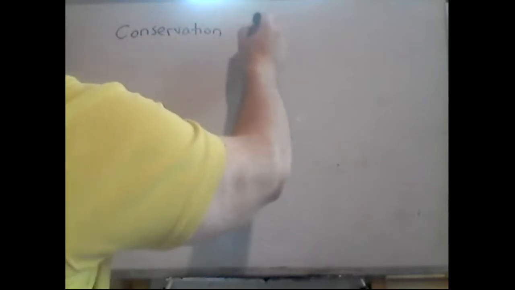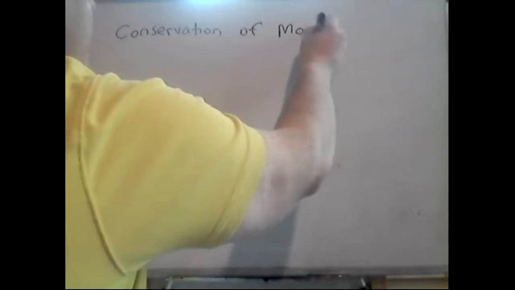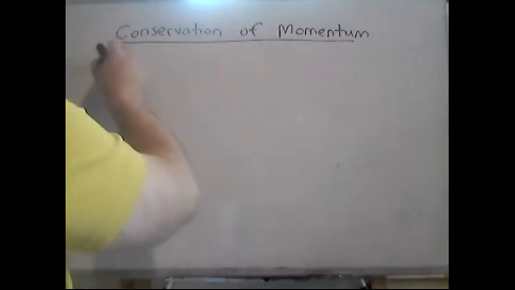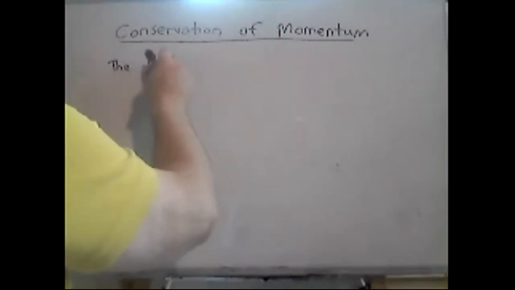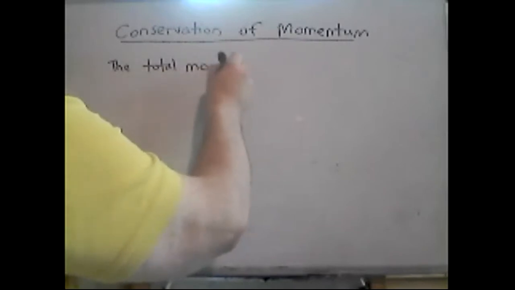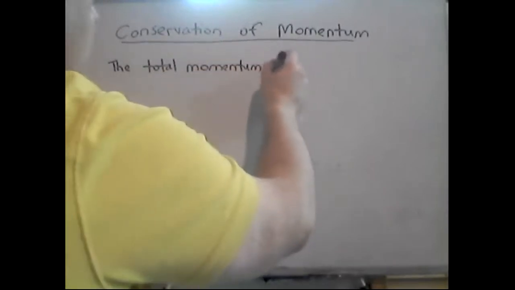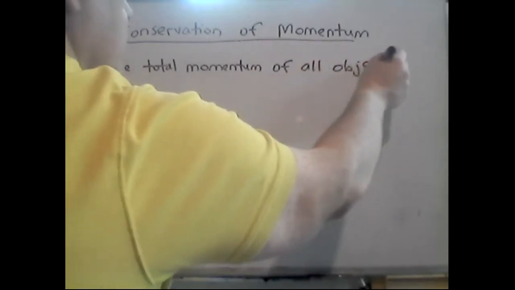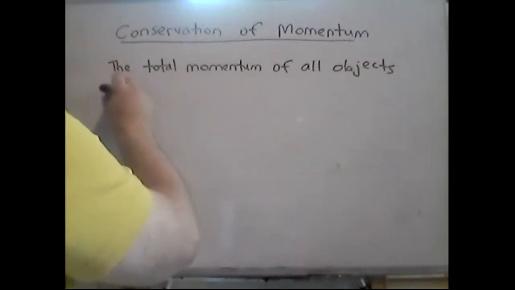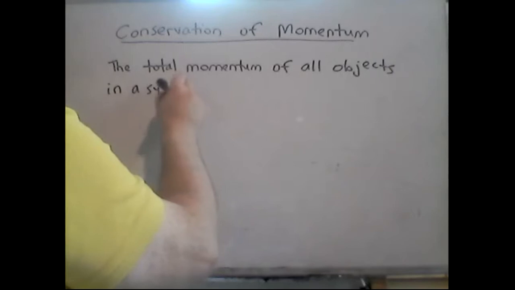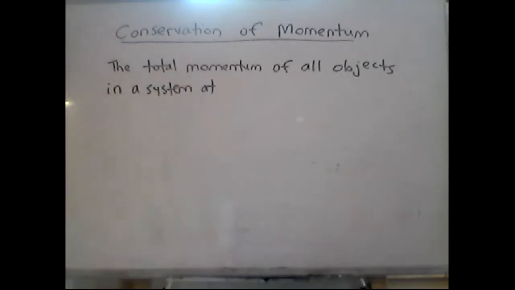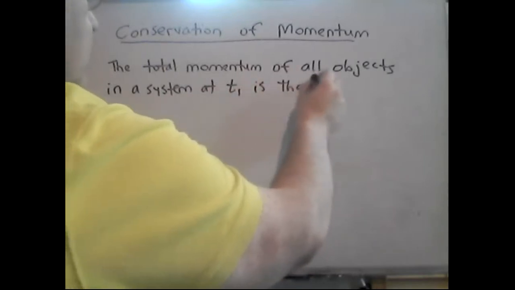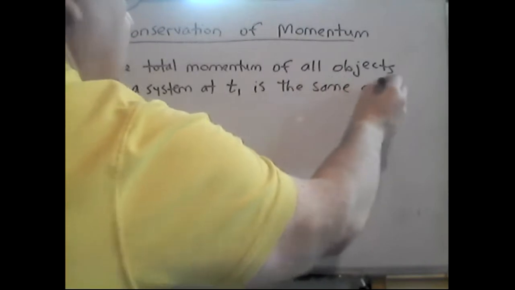Okay, let's write it in. What did I just show you? What I said is the total momentum of all objects in a system at time t1 is the same at any later time t2.